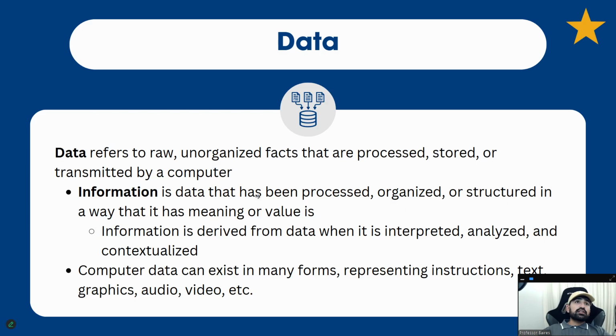So what is data exactly? What do I mean by data? It's the raw, unorganized facts that are processed, stored, or transmitted by a computer. Once that data has been processed, we call that information. So once it's information, it becomes the opposite, right? Organized, structured, in a way that has meaning or value.